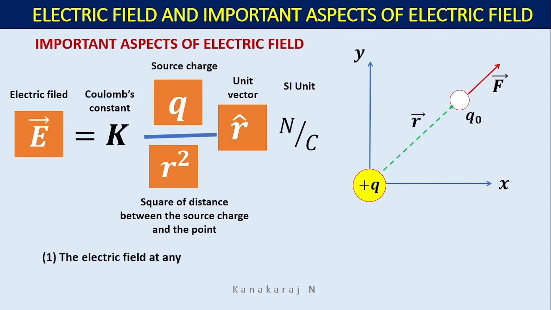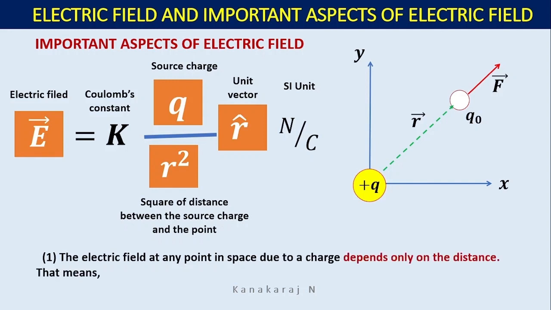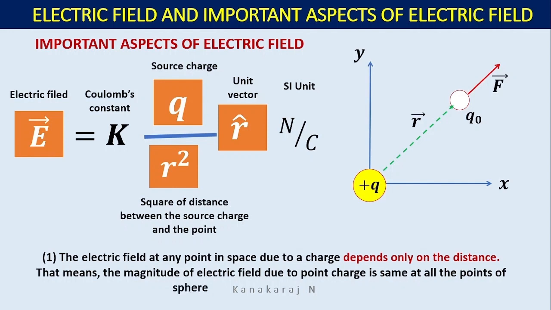The first aspect: the electric field at any point in space due to the charge depends only on the distance. That means the magnitude of the electric field due to a point charge is the same at all points of the sphere. That is, it has spherical symmetry.